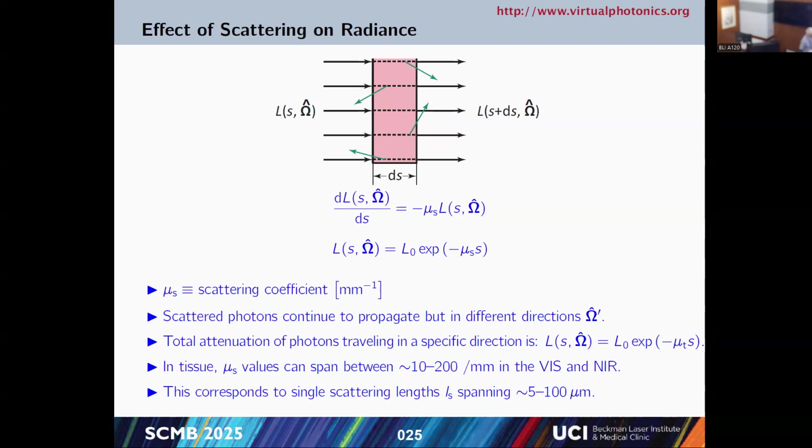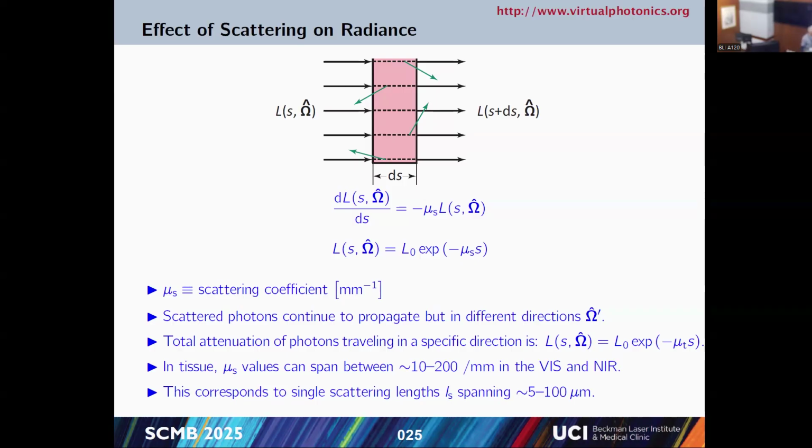So again, the scattered photons continue to propagate, but in different directions. We'll call them omega prime. Those are the different directions the light can propagate in. But if you look at the total attenuation of photons traveling in one direction for a differential distance, it's an exponential. I put mu t here, which is just the sum of mu a plus mu s.